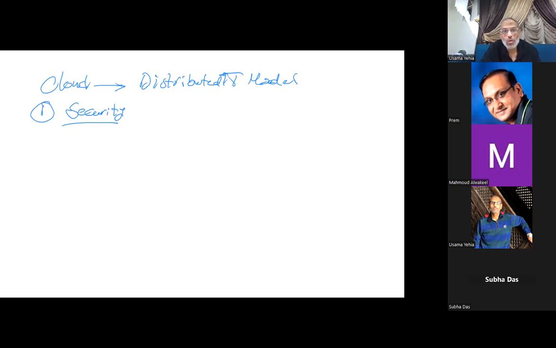One of the main challenges also with the cloud service provider, as we mentioned, is that we don't have control, and you have to depend upon the service level agreement.